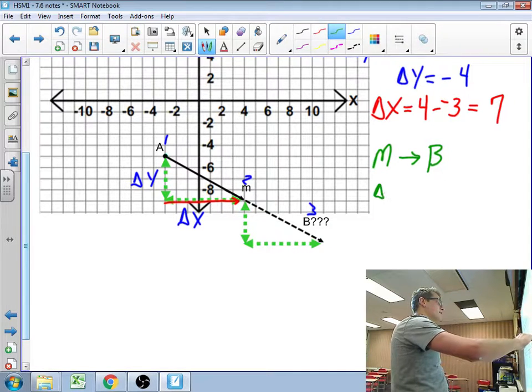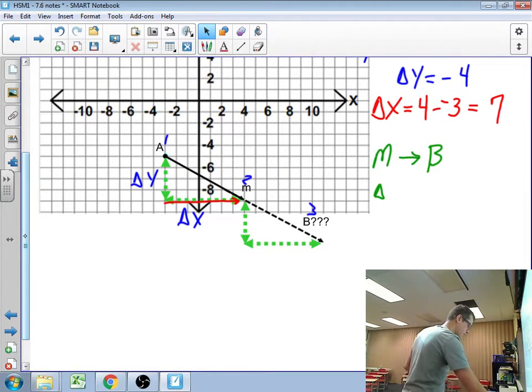It's going to have a change in X. Oh, my green pen is being really weird today.